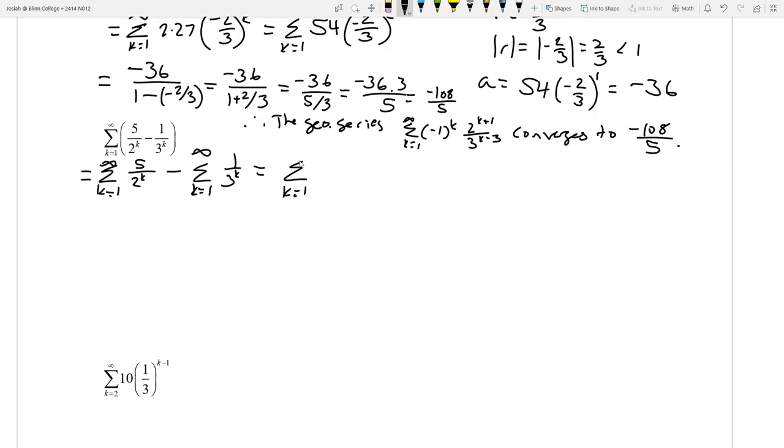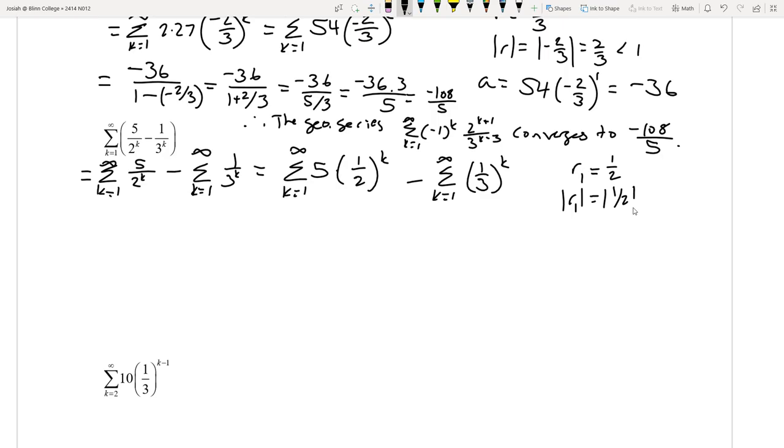So we have k equals 1 to infinity of 5 times 1/2 to the k for the first series, minus k equals 1 to infinity of 1/3 to the k. And so now we'll have 2 separate series. We'll call them r1 and a1. So r1 is 1/2. The absolute value of r1 is 1/2, which is less than 1. So this guy is going to converge, so we do have to figure out what a is. A sub 1 is just plugging in k equals 1 there. So 5 times 1/2 to the first, so 5/2.